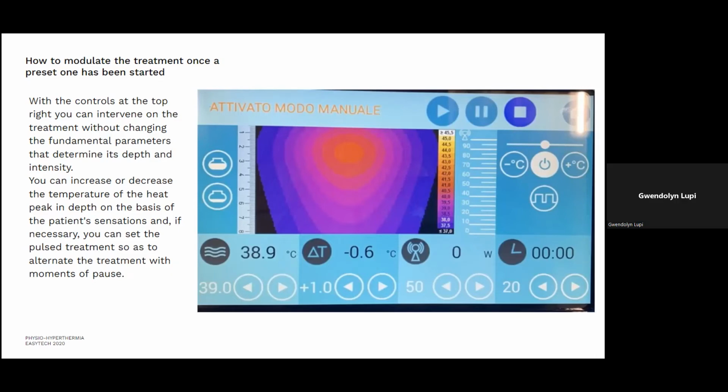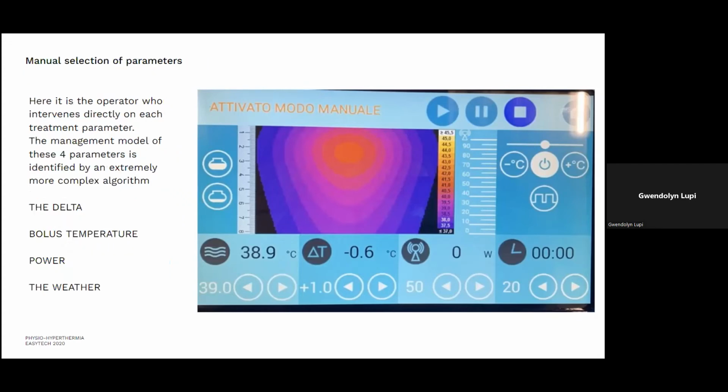So you also have the possibility to select a pulsed treatment to alternate with the continuous modality. It means, based on the feeling, the sensation of the patient, if it's too much, you can press and put it in pulsed modality. So again, you have this possibility.